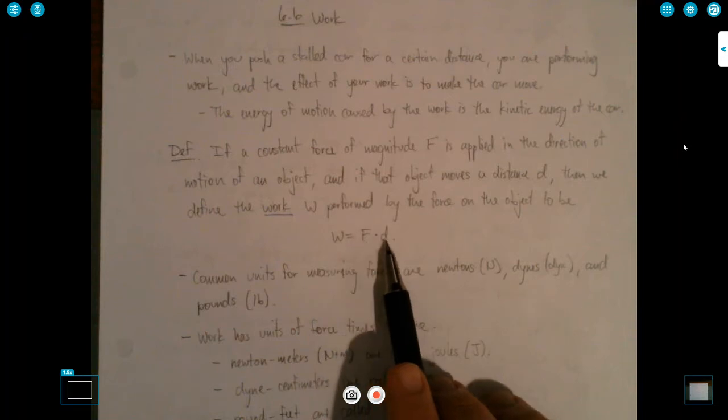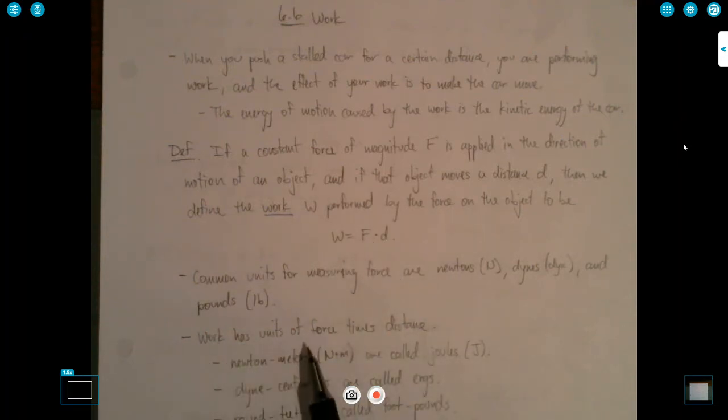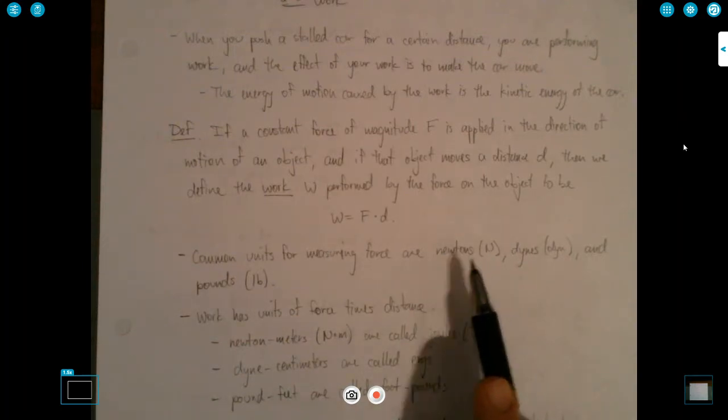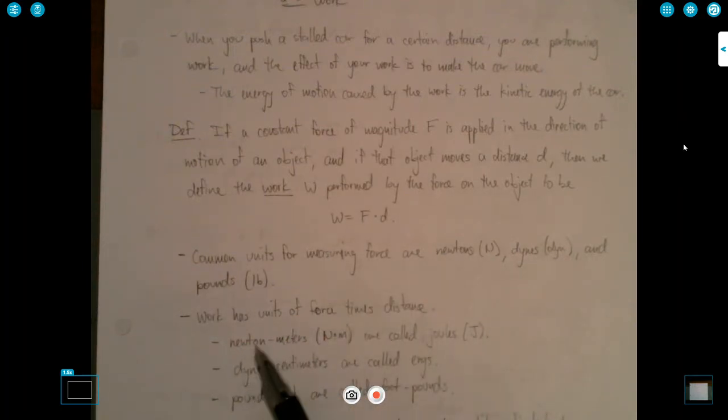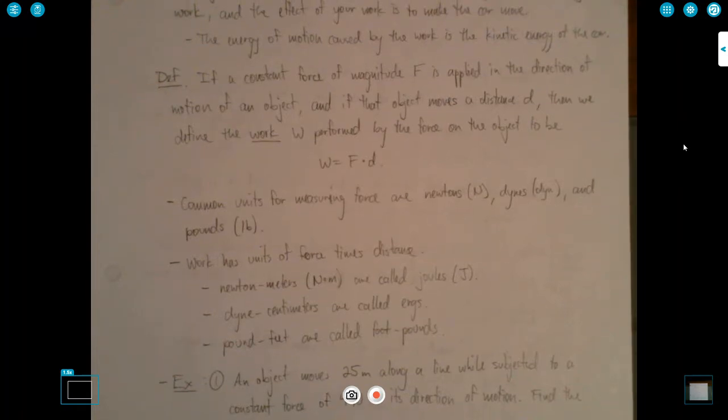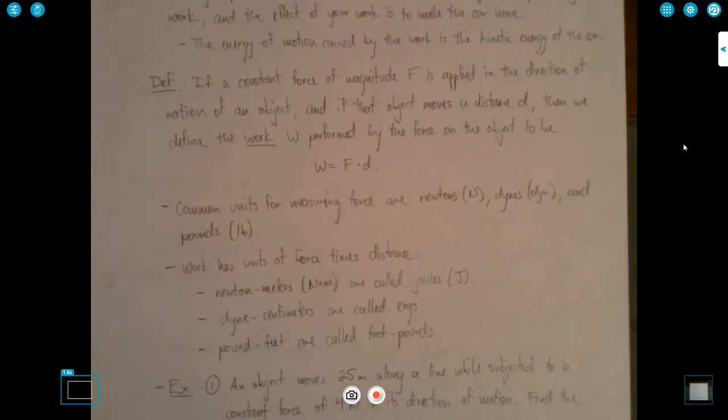Now, work is force times distance. So obviously, work is going to have units of force times distance. When you're dealing with newtons, the distance needs to be converted into meters. And newton meters are called joules. Okay? Dyne centimeters are called ergs, apparently. And then pound feet. Now these ones get a really creative name. Pound feet are called foot pounds. Anyway, so those are the units when we're talking about work.